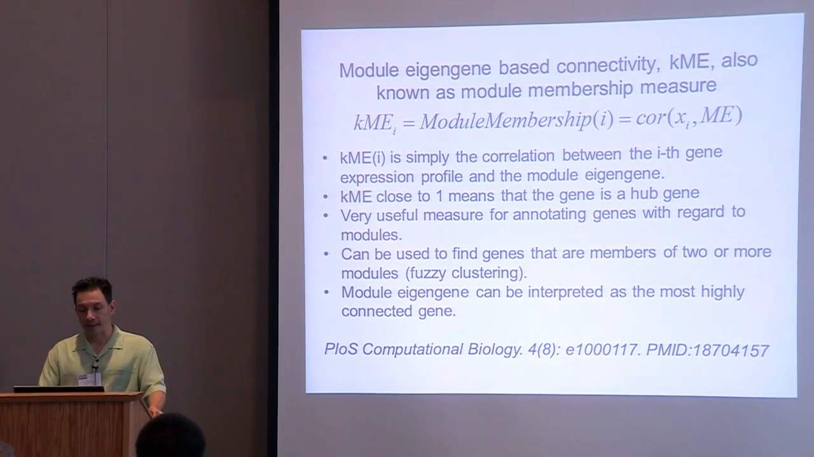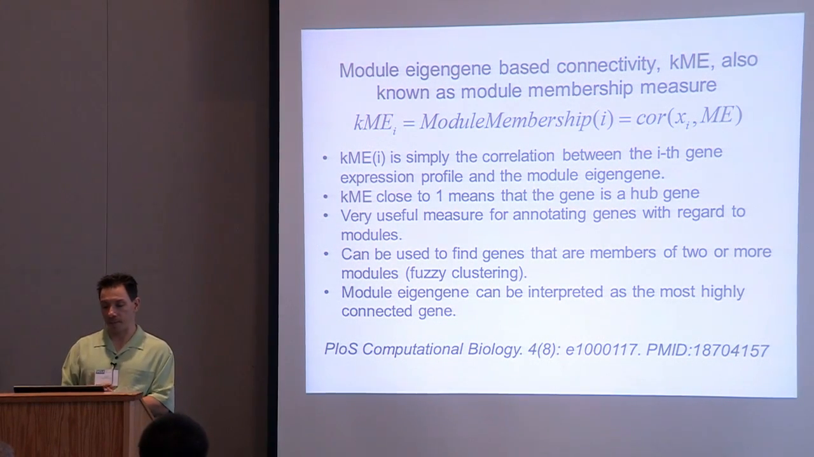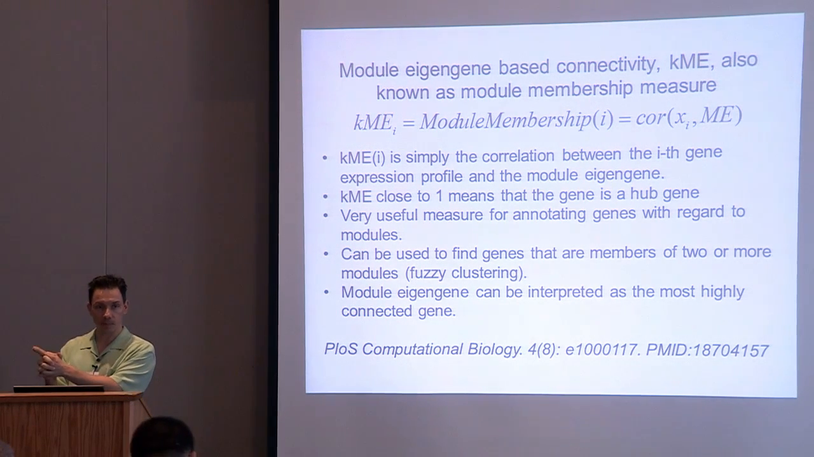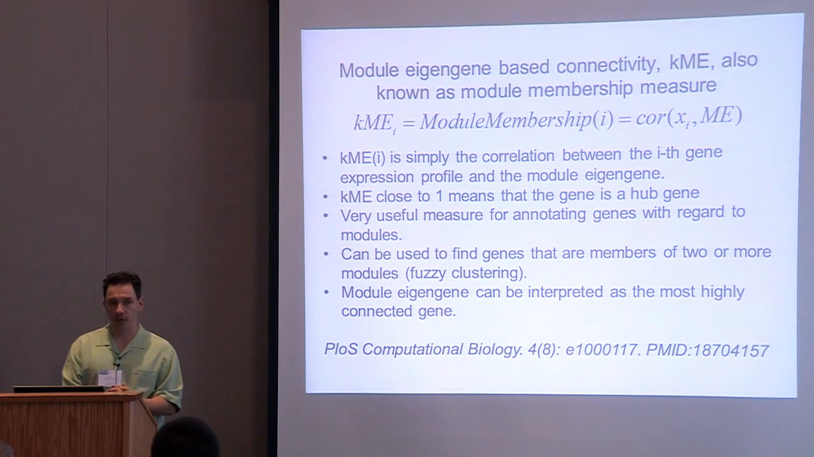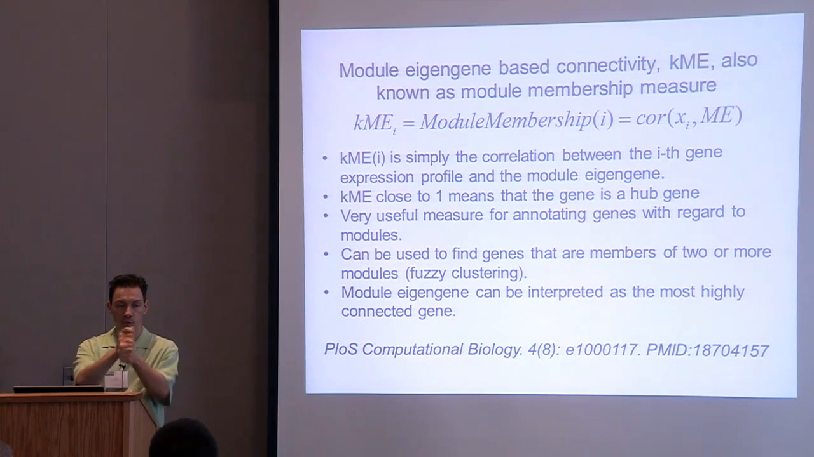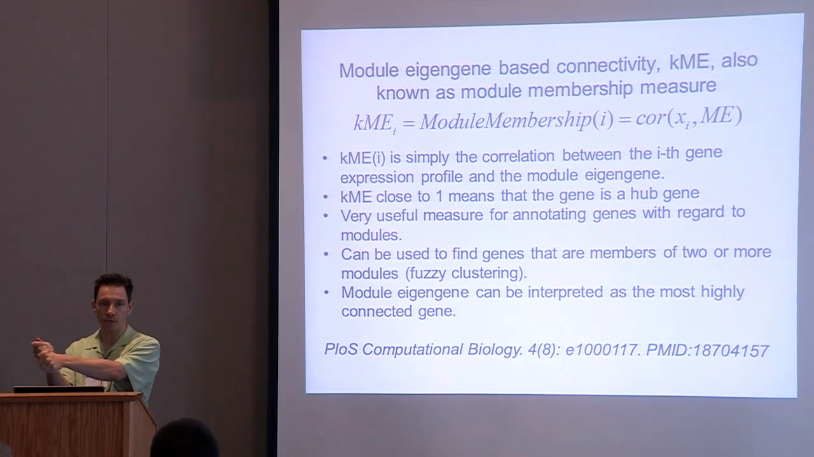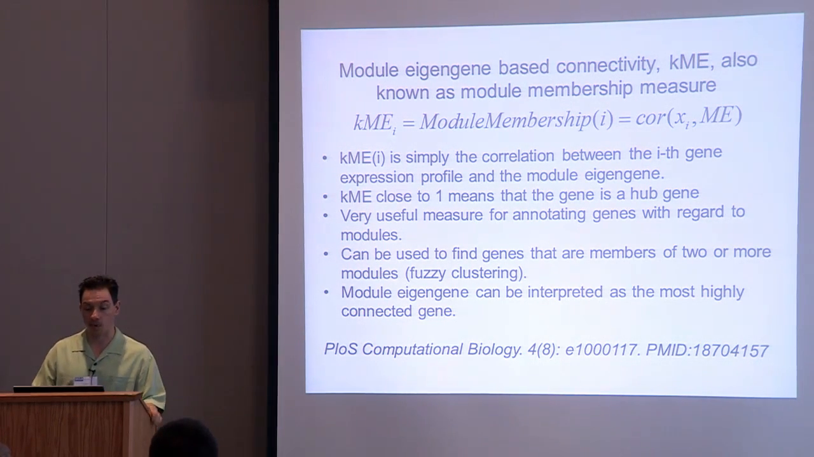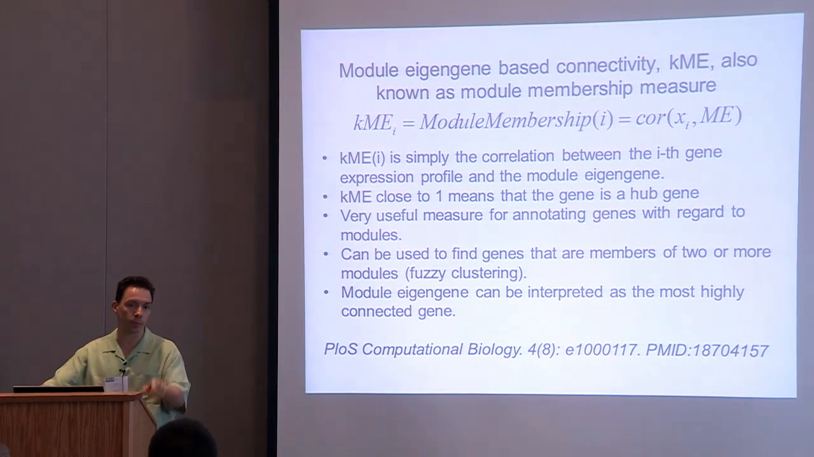This measure can also be used for annotating genes with respect to multiple modules. Why? Because you can have a gene that has a high KME value to the blue module, but also to the brown module. In essence, the gene is part of both modules, right? Because it has high KME in both modules.